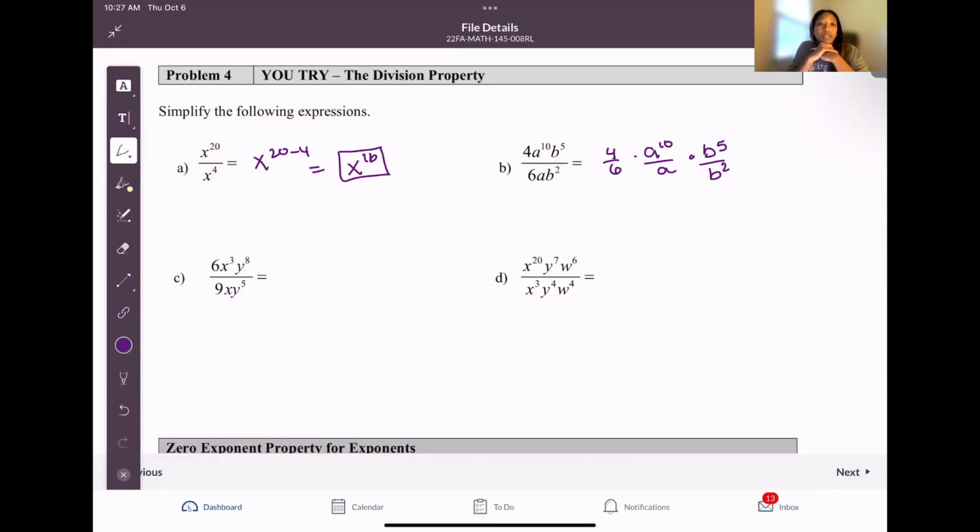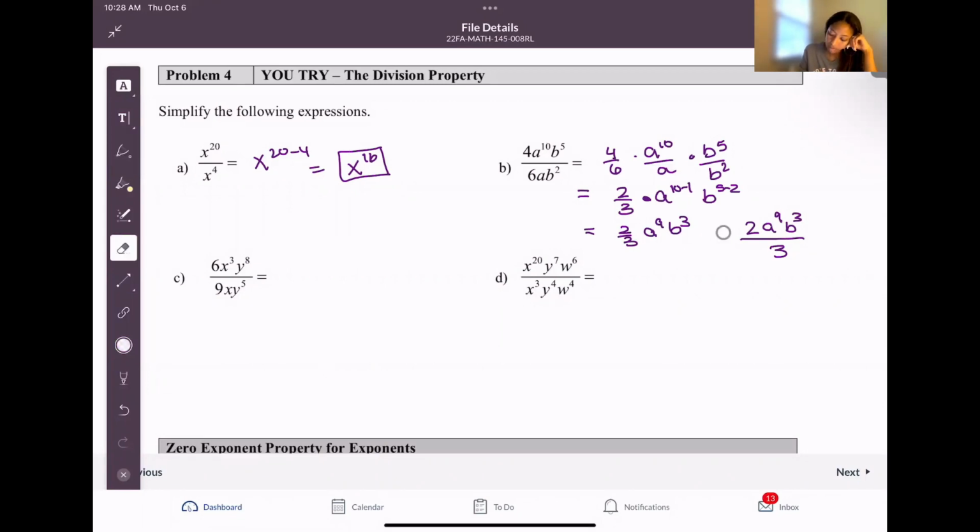For numerical expressions or fractions like this, 4 over 6, you want to simplify the fraction. 4 and 6 are both divisible by 2, so this is 2 over 3. Then for the a's, we have a to the 10th over a, that's a to the 10 minus 1. And for the b's, b to the 5th over b squared, that's b to the 5 minus 2. So this simplifies to 2 over 3, a to the 9th, b to the 3rd. You can write the answer this way, or you can write it all as one big fraction by writing 2a to the 9th, b to the 3rd, all over 3. Either way is correct.